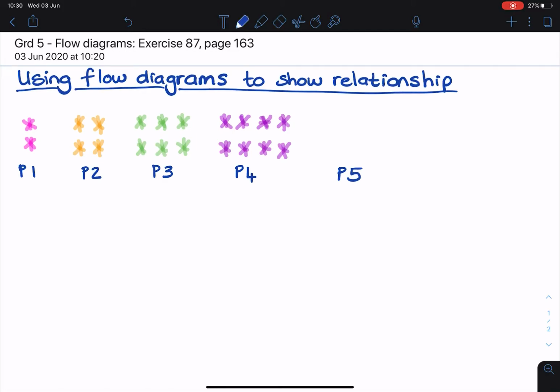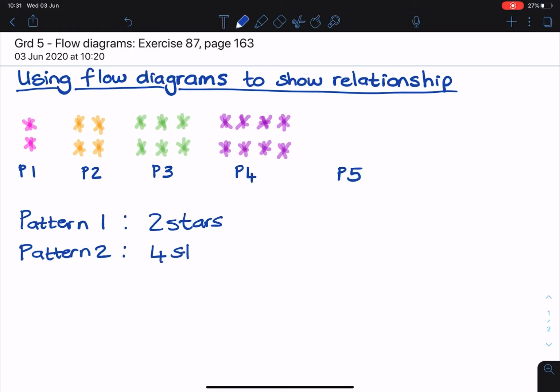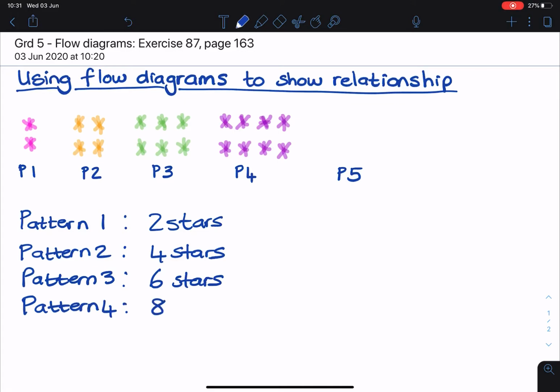Right, first we need to list how many stars in each pattern. So pattern 1 has got 2 stars. Pattern 2 has got 4 stars. Pattern 3 has got 6 stars, and pattern 4 has got 8 stars.